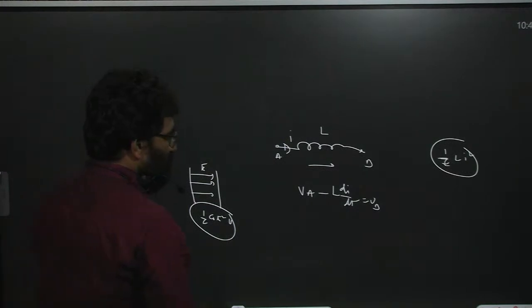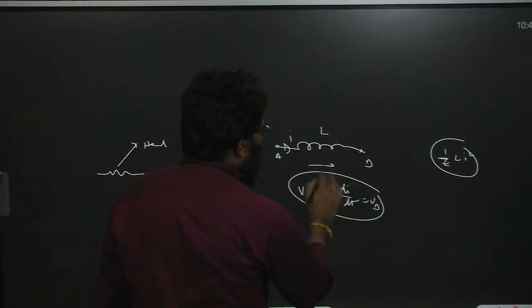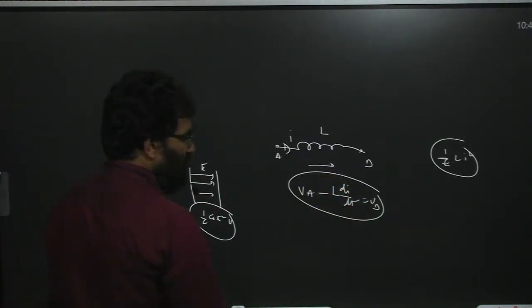So when we move along the current direction, minus L into dI by dt. So again you can get it like this. Now coming to the galvanometer.